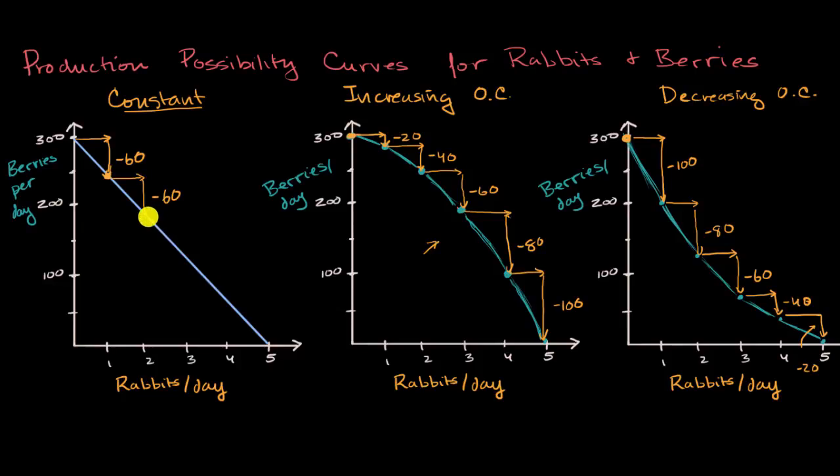And so this is a scenario, if you were imagining this fictional world we created, where every rabbit is about as easy to catch as any other one, and every berry is about as easy to pick or find as any other one. And so the trade-off, the amount of time I spend for each incremental rabbit, I'm giving up a fixed amount of berries, no matter how many rabbits I go for, and no matter how many berries I am currently at. So that's a constant opportunity cost when you have a straight line.